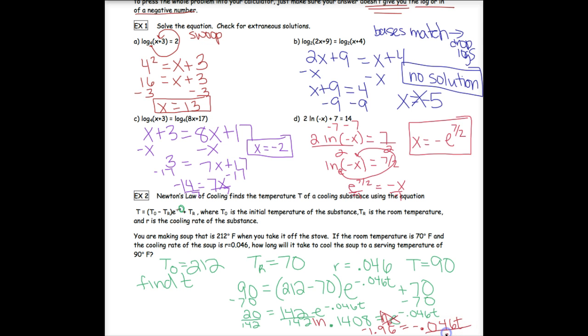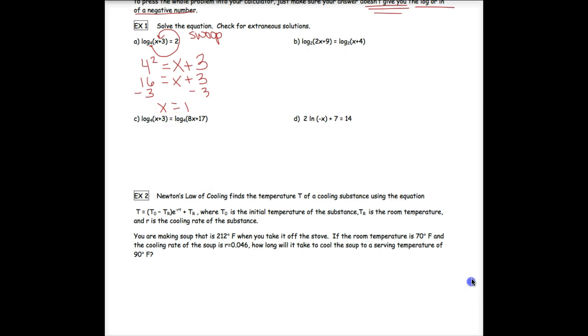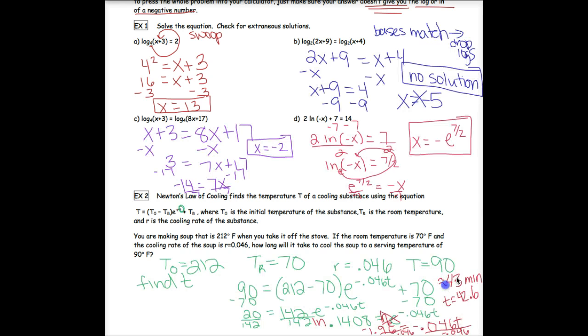So divide both sides by negative 0.046, and you should get t is approximately 42.6. And so since we're talking about time and it's in minutes, we'll just round that to the nearest minute. So we're going to say that it's going to take 43 minutes to cool from 212 to 90 if room temperature is 70 degrees.